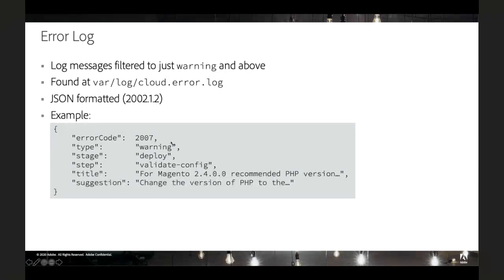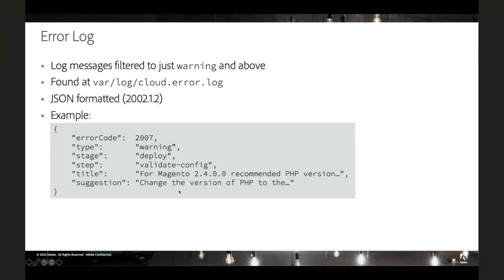And I know from that previous slide that errors in the 2000 range are warnings from the deployment phase. I also know that because that information is also included within the JSON structure. We also include the specific step during the deployment scenario where this error occurred, so you can narrow this down to a very specific spot in the process. We have the error message itself. In this case, it is relating to the PHP version of Magento 2.4.0 that I'm using.